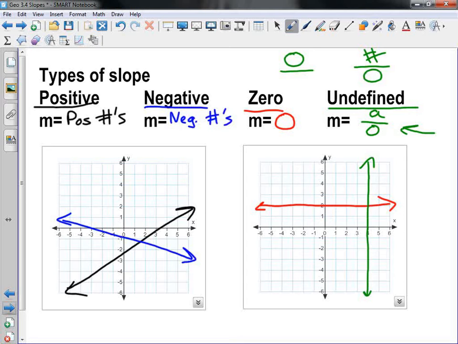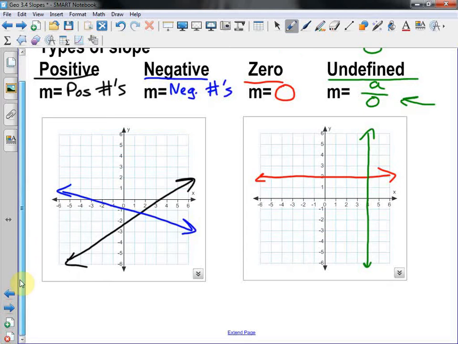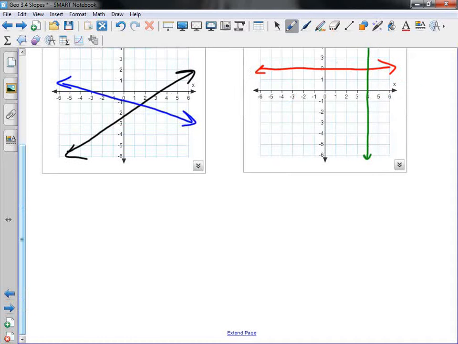Okay, now let's talk a little bit about why that's called undefined. Why don't they call it, like, if it equals 1/3, why don't they call it 1/3 slope? Why is it called undefined slope? And it all comes down to division. Now I know you guys can divide, but do you know what dividing actually means? Well, let's see.